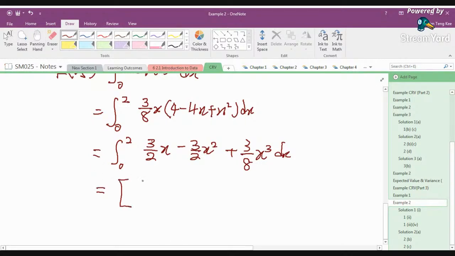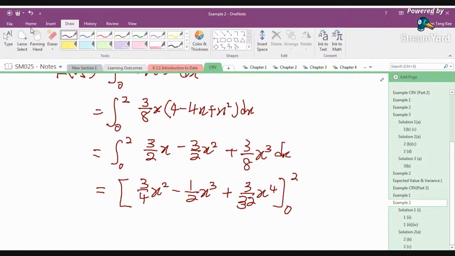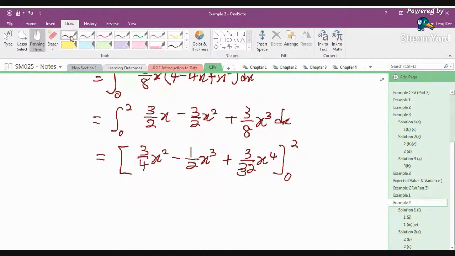When I integrate, I have it as 3 over 4 x squared minus 1 over 2 x cubed plus 3 over 32 x to the power of 4, from 0 to 2. Then from here, as I substitute 2 for calculation, I happen to find out that I will have the answer as 1 over 2, and substituting 0 gives 0. So by right, the answer is just 1 over 2 itself.